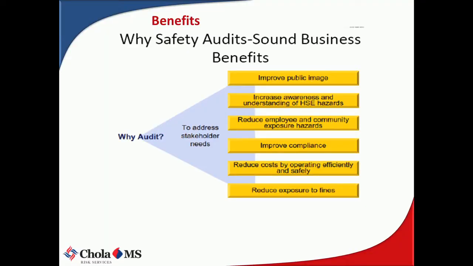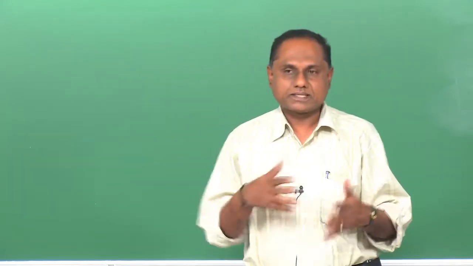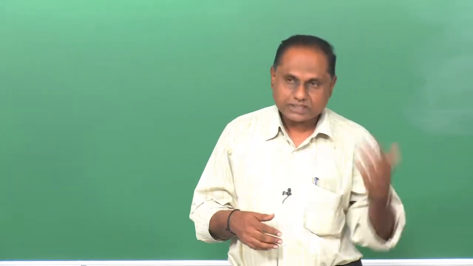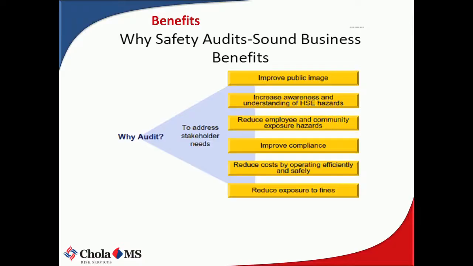Once you do an audit, people come to know what the HSS hazards are and what steps need to be taken to minimize them. Secondly, it reduces the exposure of employees and the community to hazards, like people outside or inside the company. It improves compliance with statutory and regulatory requirements, and reduces cost by operating efficiently. Next is fines. When some incident happens, the factory inspector puts fines, so that can also be reduced.